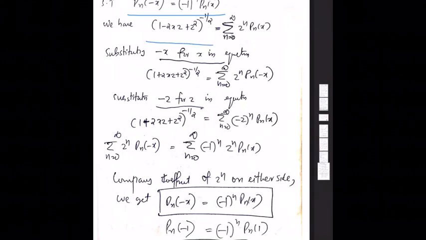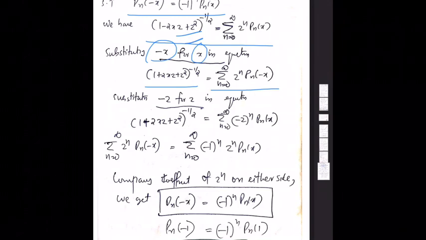We have the generating function 1 minus 2xz plus z squared to the power minus half equal to sigma n equals 0 to infinity z raised to n Pn of x. And we substitute minus x for x here. So we have 1 plus 2xz plus z squared to the power minus half, and on the right hand side, sigma n equals 0 z raised to n Pn of minus x. So we get equation 1, you can say.